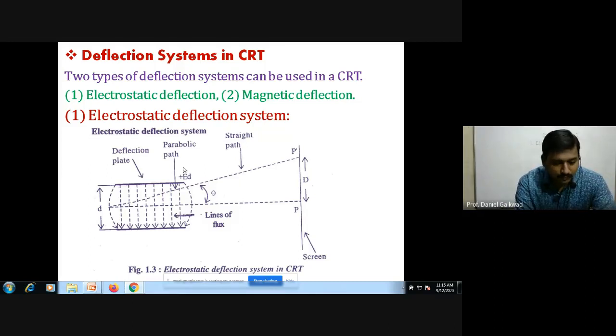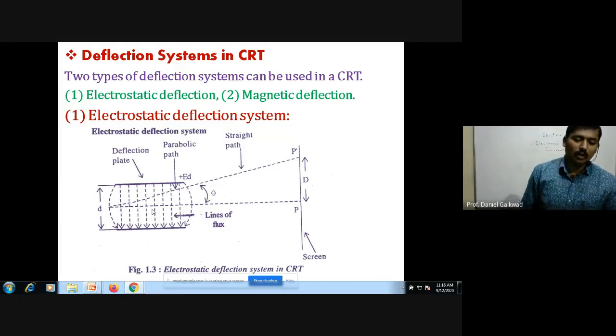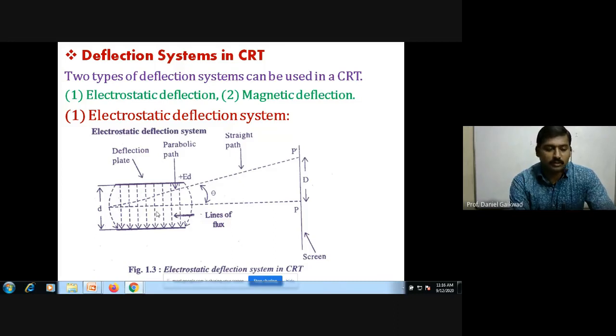Now check carefully. This plate arrangement makes the electron deflect in the vertical direction. So the electron can be deflected in the vertical direction with the help of this plate arrangement. Now, what points do we have to write down in examinations? Suppose the question asked is: explain the electrostatic deflection system in CRT. Then you have to draw a diagram and write at least 4 to 5 points about the working of the deflection system. That question carries 2 to 3 marks. Now check carefully the following points.